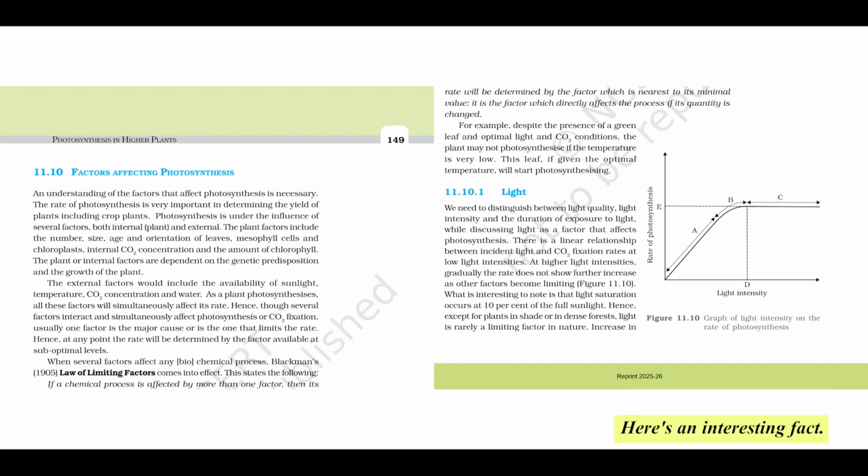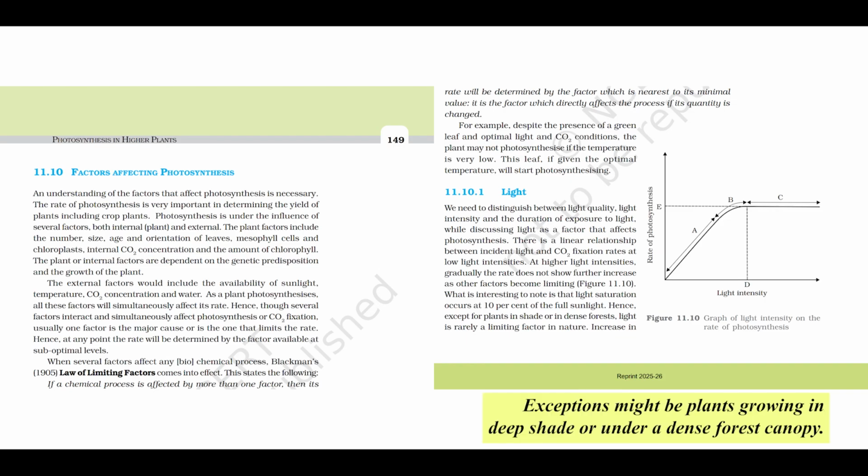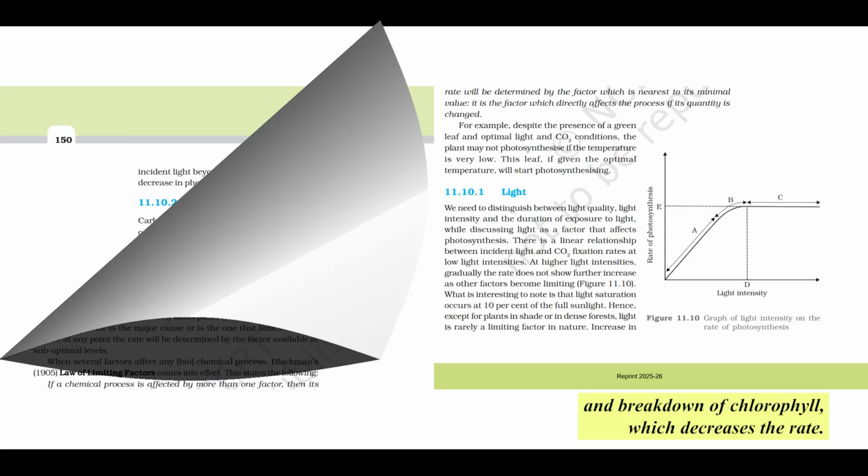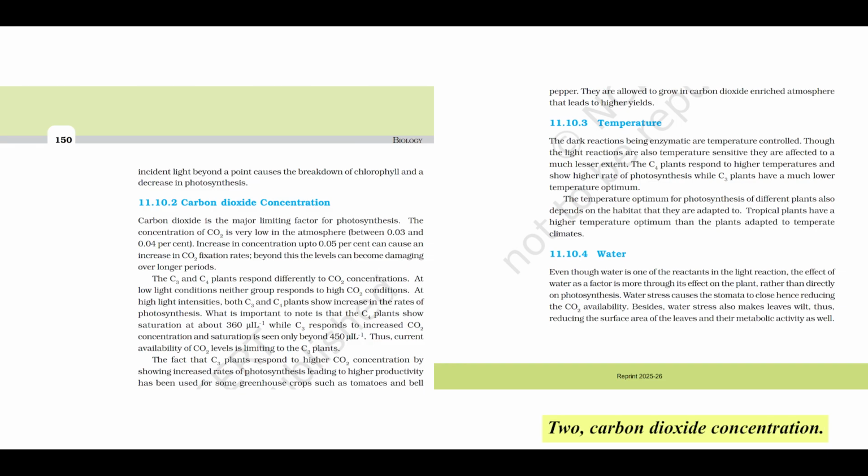Here's an interesting fact. Light saturation for many plants actually occurs at only about 10% of full direct sunlight. This might surprise you. It means that for many plants out in the open, light intensity itself is rarely the primary limiting factor during the brightest parts of the day. Exceptions might be plants growing in deep shade or under a dense forest canopy. One important caution, though. Excessively high light intensity can actually damage the photosynthetic machinery, causing photoinhibition and breakdown of chlorophyll, which decreases the rate. So too much light can be bad too.